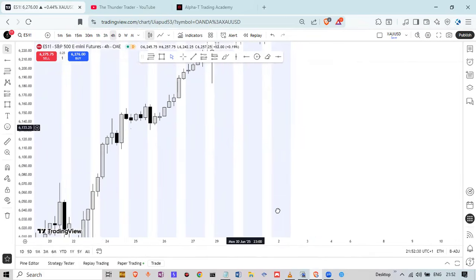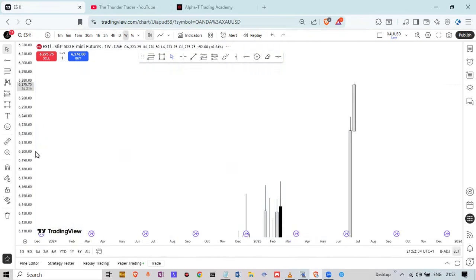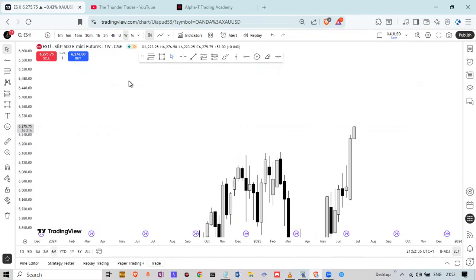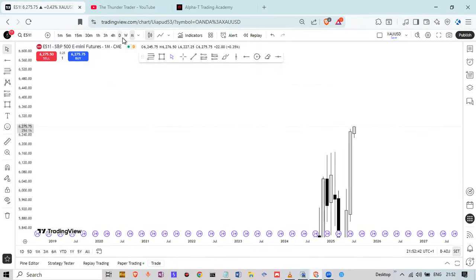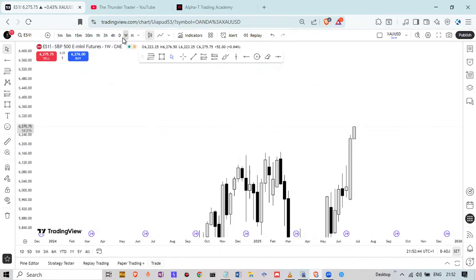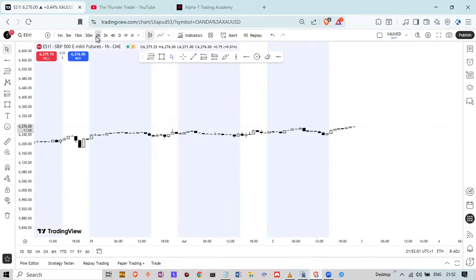Now, if I was taking the weekly time frame, my daily time frame would be my time frame for entry. If I was taking the monthly time frame, my weekly time frame will be my time frame for entry. If I was taking the four-hour time frame, my 1 hour time frame can be my frame for entry. That's how this Malaysian scenario works.